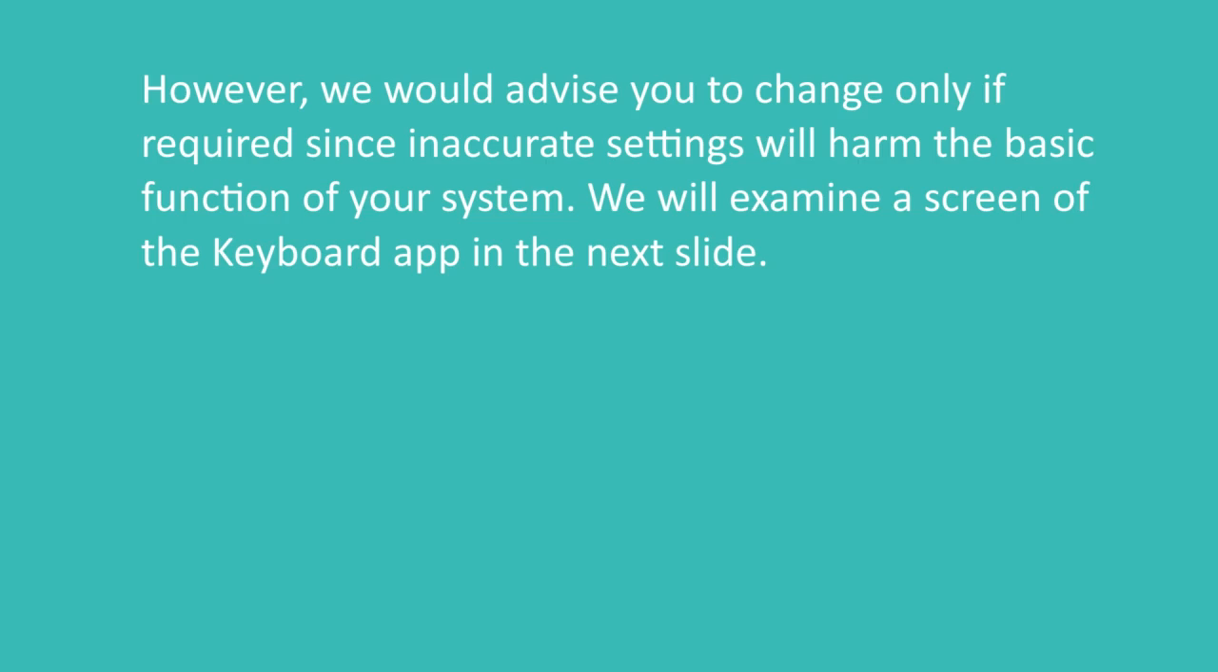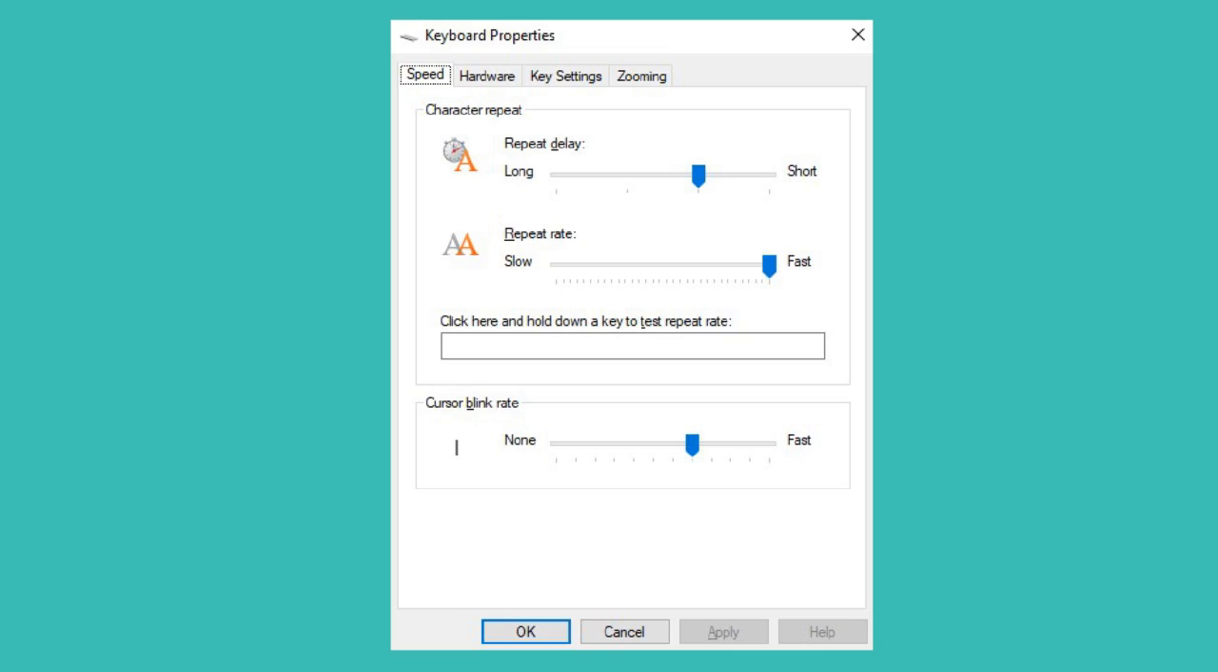However, we would advise you not to change these settings, only if required, because inaccurate settings will harm the basic function of your system. So you have to change the settings only if you know what they are doing. We will examine a screen of the keyboard app in the next slide. Here is the keyboard app properties. As you can see, you can adjust the slider here to modify the settings.